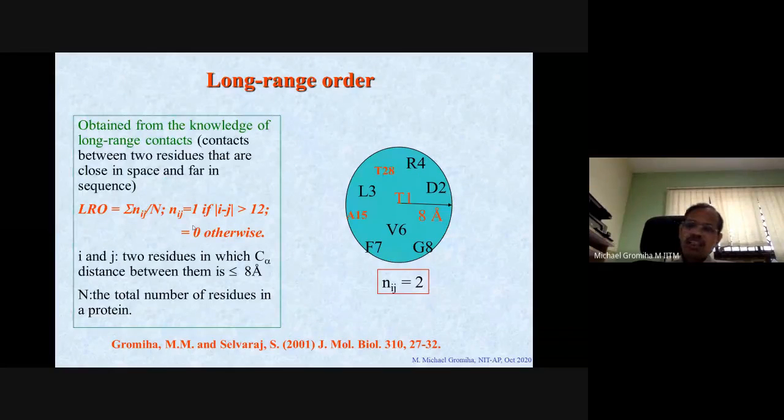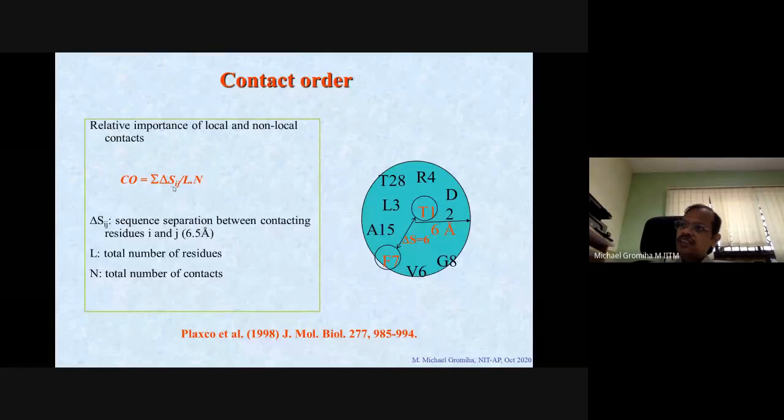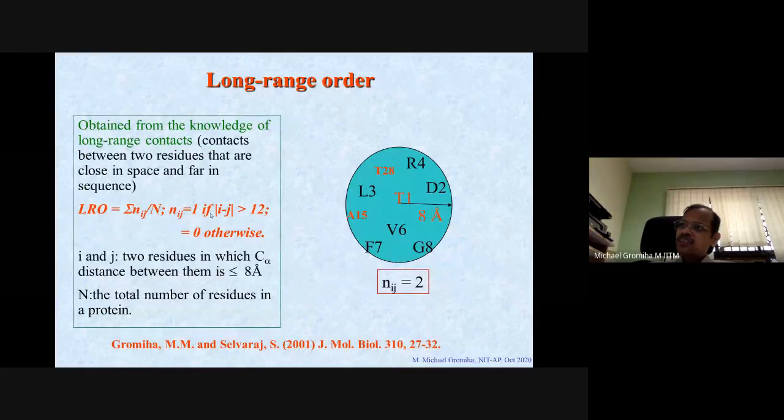This is long range order, which was developed by our group. Here we can have the values, LRO, which is the sum of Nij divided by N, where Nij we define not with delta Sij as here. Here we define Nij if i minus j is greater than or equal to 12. So you can see all the contacts. If it is more than or equal to 12, then you can count it, otherwise it is 0. How many contacts are more than 12 here? What is the Nij value here?